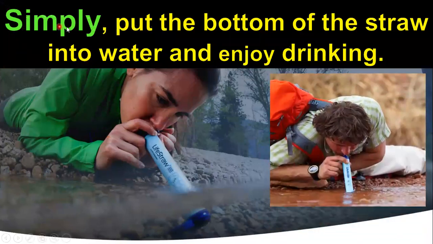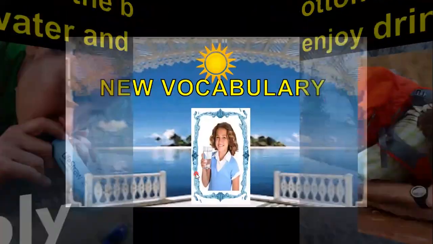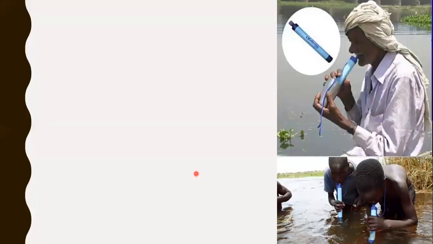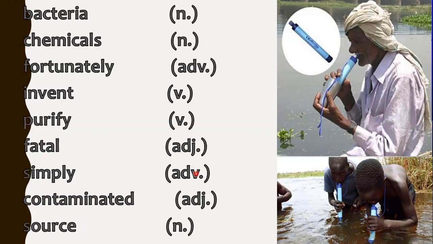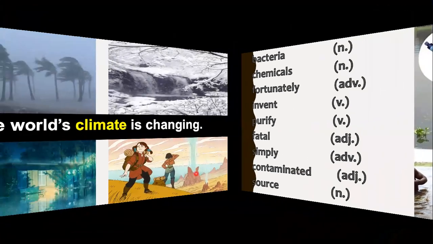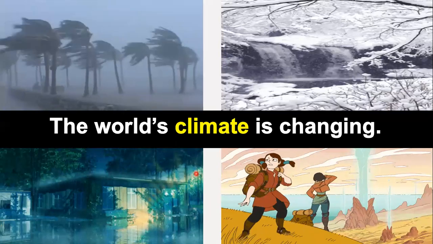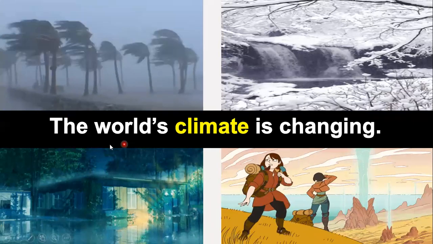Simply, how does it work? Simply put the bottom of the straw into water and just drink, as you can see in this picture. Okay, so the new words for this lesson are bacteria, chemicals, fortunately, invent, purify, fatal, simply, contaminated, and source. Okay, let's move quickly to the second lesson.